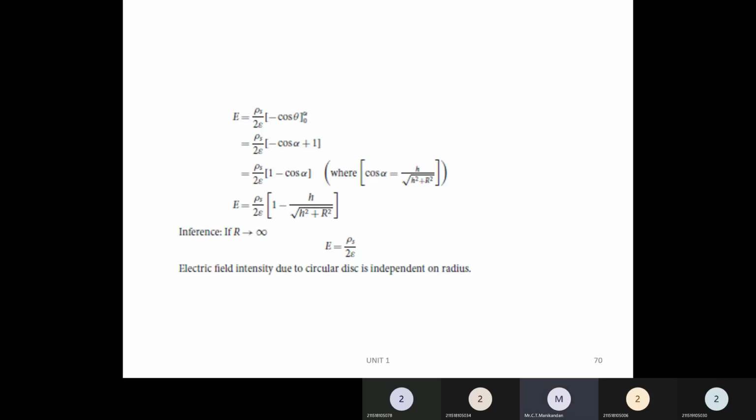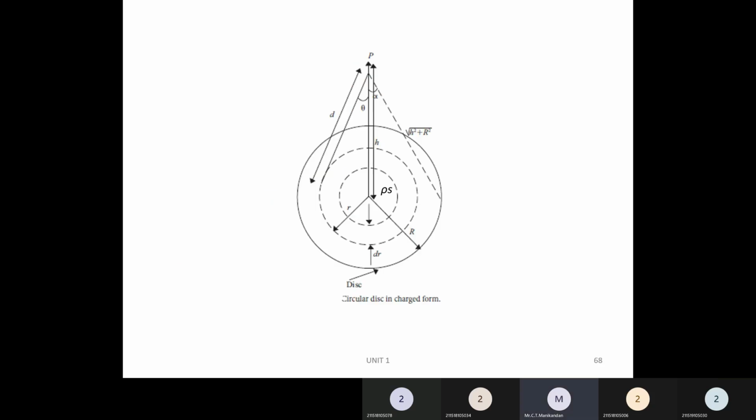For that, the concept is: electric field equal to rho s by 2 epsilon into 1 minus h divided by root of h square plus r square. So what is that h value? It is the distance between the center of the disk and the point where we have to find out the electric field.